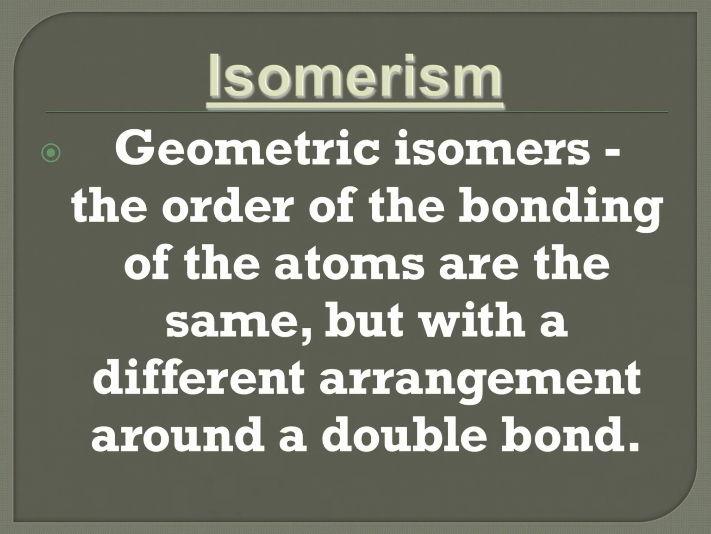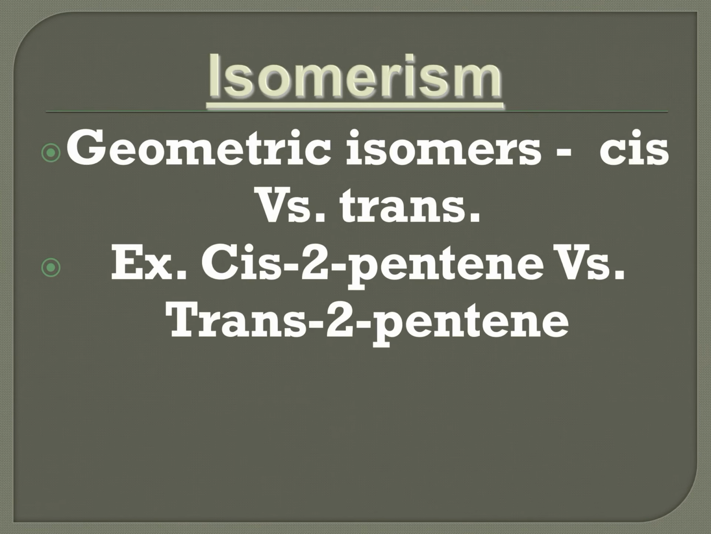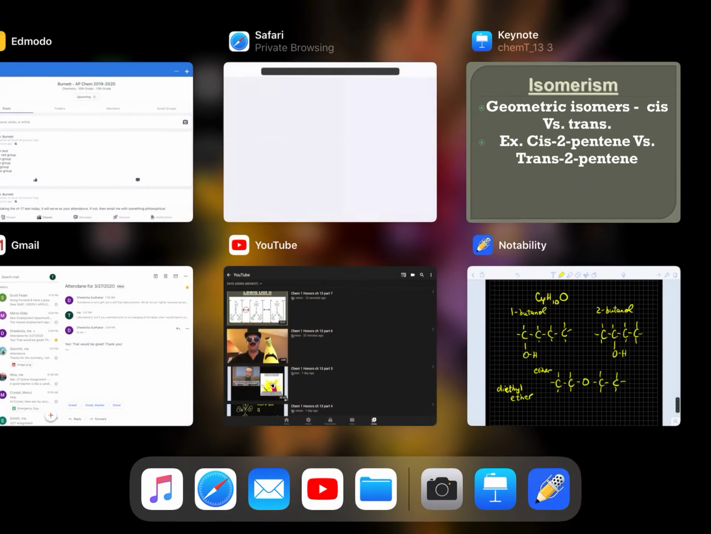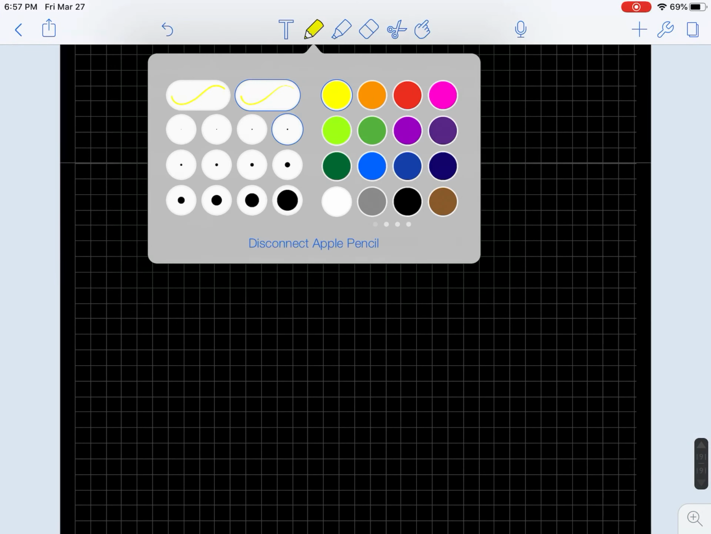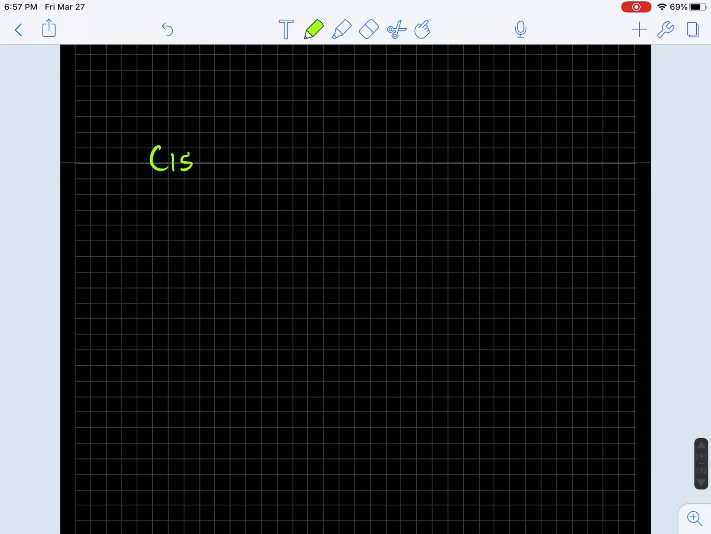A different category other than constitutional isomers, geometric isomers are very common. There are 2 major types of geometric isomers. One where we take a look at the arrangement of things in relationship to a double bond. This is called a cis versus trans, or cis-trans isomer. So we'll look at cis-2-pentene and trans-2-pentene. Cis-2-pentene. Okay, so I'm going to draw it using bond line.